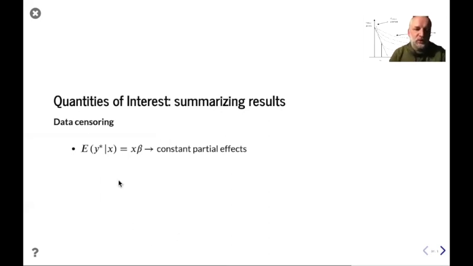So here's a little bit of a summary of the results. The first case, this data censoring case, is an easy case where you just want to have X beta, and that gives you constant partial effects. So once you have beta, you have your partial effects.